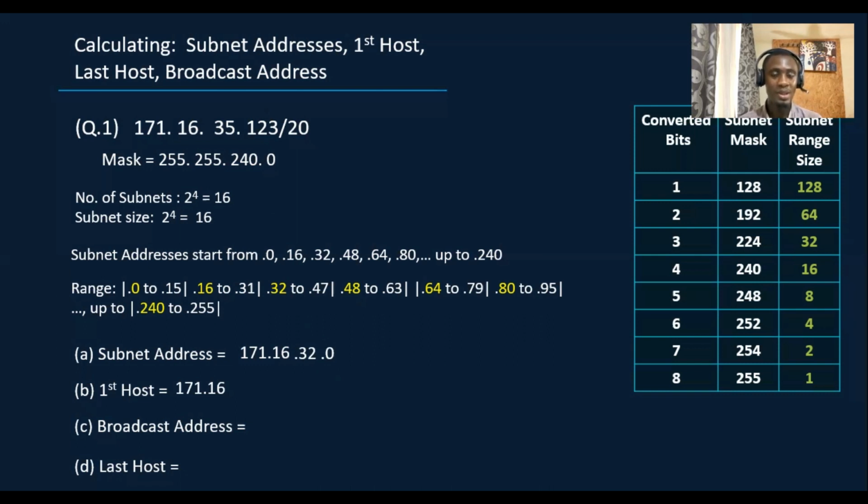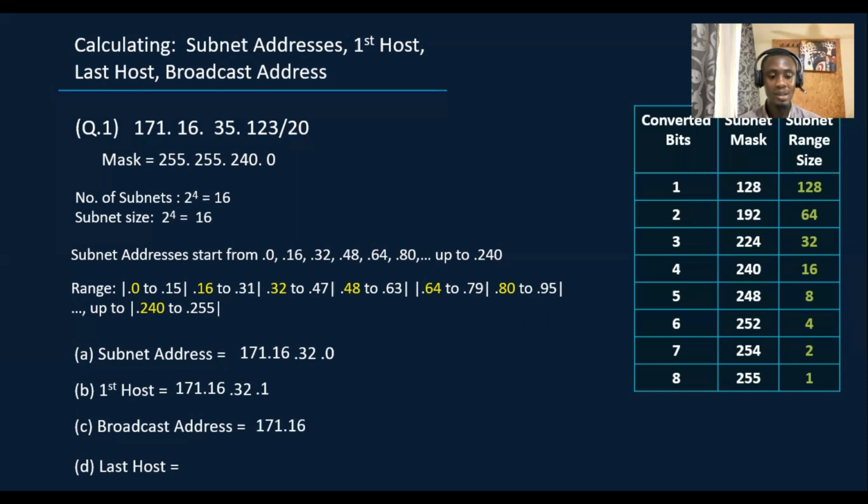So the first host, as we said, is the subnet address plus 1. So the first two will be the same, the third octet will be the same, and the fourth octet, your guess is as good as mine, will be 1. So I hope you're getting it.